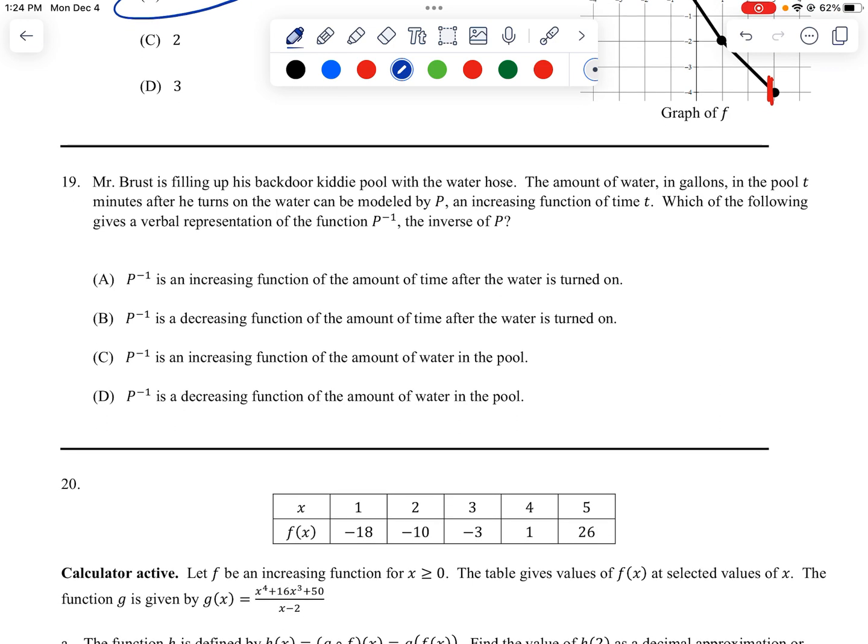All right, and Mr. Brust is filling a backyard kiddie pool with a water hose. The amount of water in gallons in the pool T after he turns on the water can be modeled by P, an increasing function. Okay, so it's increasing. The inverse of P. Well, I'm going to just give some points. Maybe this is 1, 1, 2, 3, 4, 5. So if I was to do the inverse here, 1, 1, 3, 2, 5, 4. So what happens here?